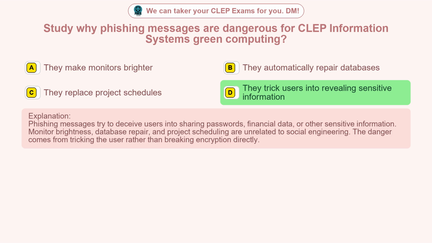Phishing messages try to deceive users into sharing passwords, financial data, or other sensitive information. Monitor brightness, database repair, and project scheduling are unrelated to social engineering. The danger comes from tricking the user rather than breaking encryption directly.